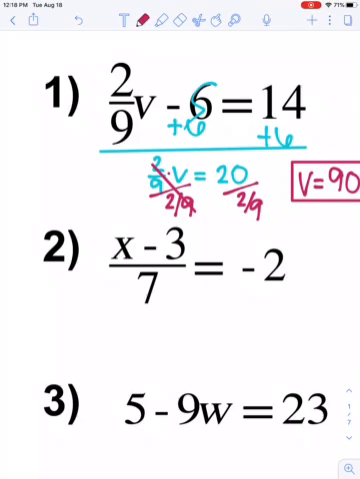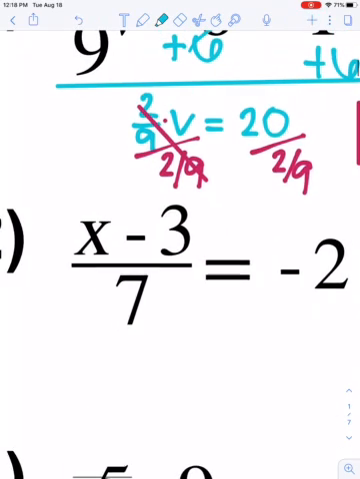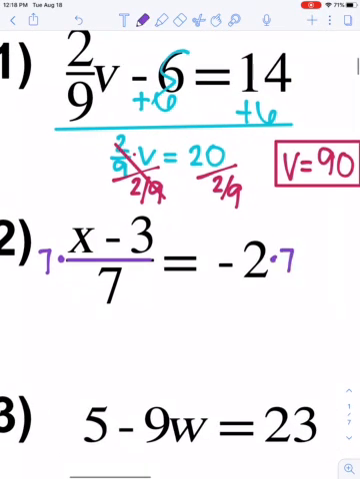All right, for number 2, it's a little trickier, because if you look, this x minus 3 is all being divided by 7, the whole thing. So you have to clear the fraction before you are able to move the 3. So fraction, big fractions like this, that's division. So currently we are dividing by 7, so we have to do the opposite of that. So the opposite of dividing by 7 is multiplying by 7.